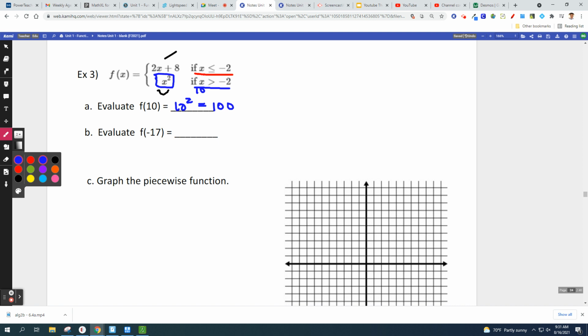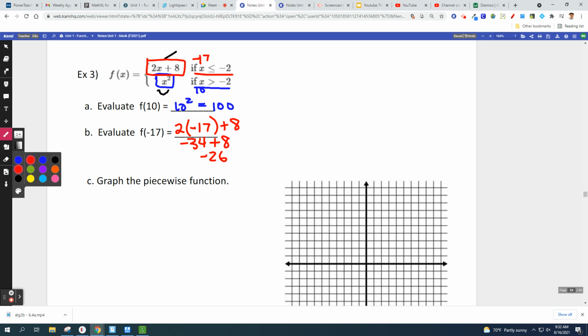-17, is that red or is that blue? That's red, and that's red because -17 is less than or equal to -2. So we only look at the red function for that x number, for that part of the domain. -17. So we've got 2 times -17 plus 8. That's -34 plus 8.